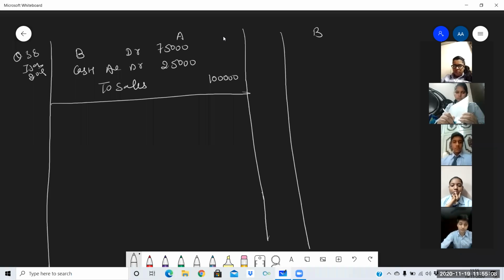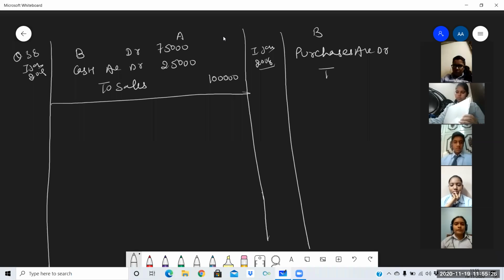And narration will be being goods sold to B. And on the same date in the books of B, the journal entry will be passed, 1st January 2008. For B, it's a purchase transaction. So purchase account debit. Purchases accounts are always debited, you know very well. And here A will become creditor to B, and B is making payment.